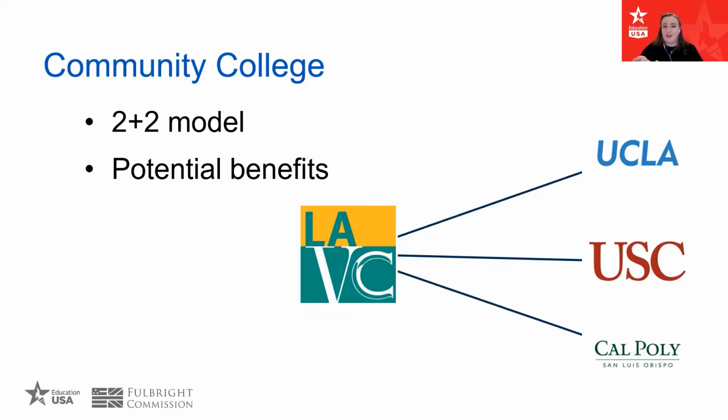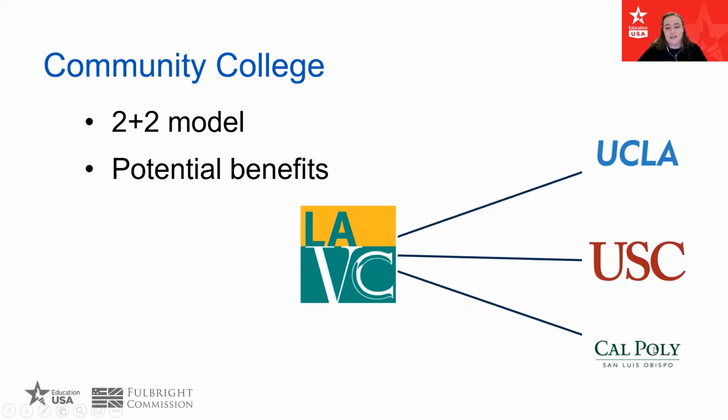Up on screen, I've just got a couple of examples. So we've got Los Angeles Valley College, which is a community college, and they also have relationships with really top 4-year institutions in the local area. So we've got UCLA, USC, and Cal Poly. And so you can transfer from LAVC to one of those 3 institutions of your choosing after you've completed your first 2 years.